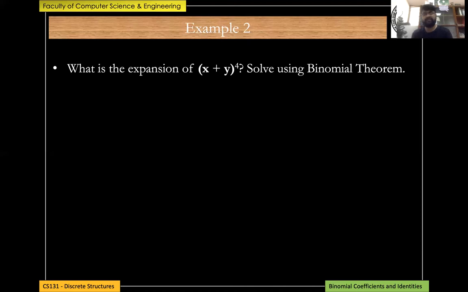What is the expansion of (x + y)^4? Solve using the binomial theorem. One way of doing this that you can try on your own would be to multiply (x + y) four times and come up with an answer. If you do that, I'll give you 0 marks. The reason is that we have to solve it using the binomial theorem. So what does the binomial theorem state?